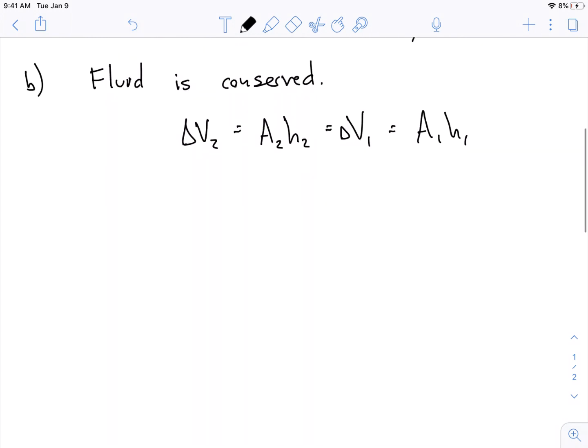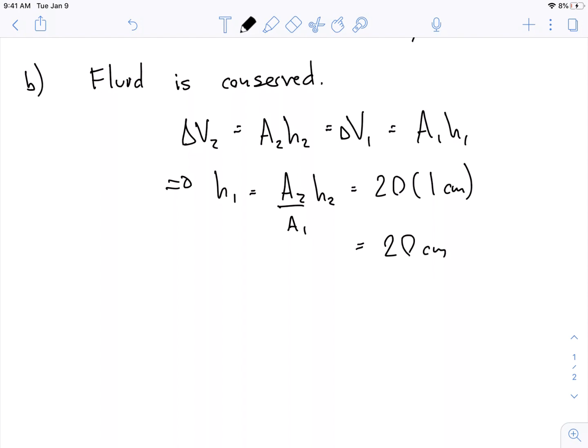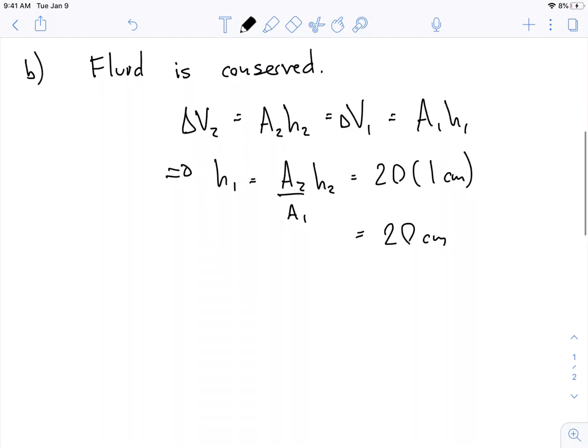And now we have an equation we can solve for, right? So we're interested in finding what the height H1 is, which is equal to A2 over A1 times H2. We have A2 over A1 from the first part of our problem, which was 20. And the height that we're interested in lifting it by is 1 centimeter. And so we get 20 centimeters here. Right. So we have to push down way more on one side to lift up just 1 centimeter.